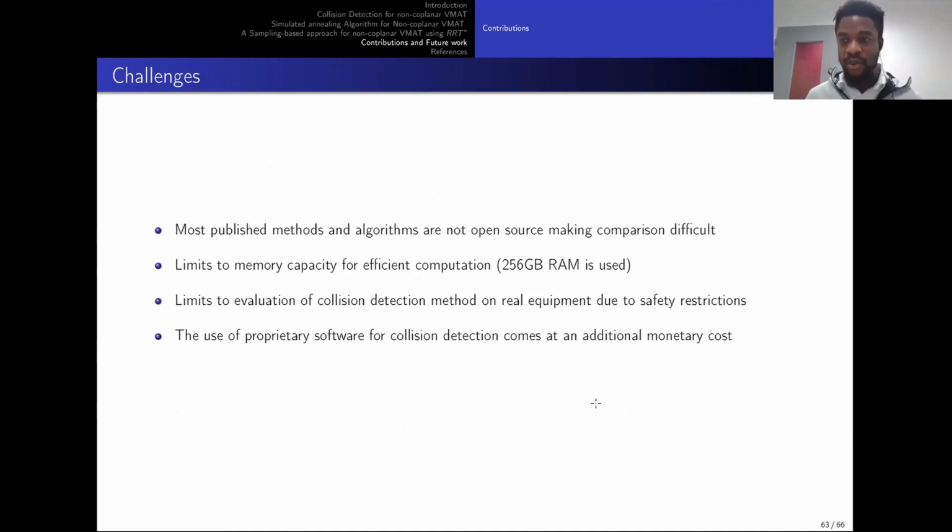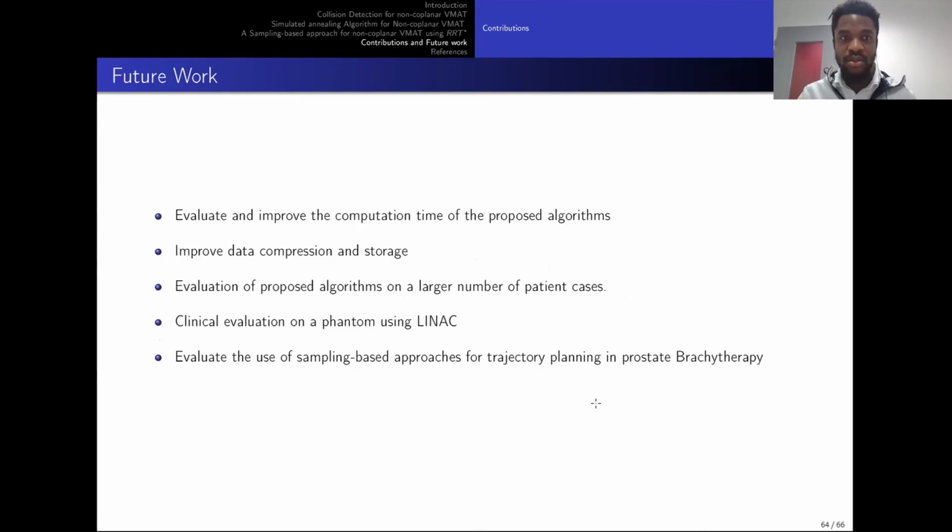Now I'll talk briefly about the challenges that we encountered during this thesis. The published methods are not open source. We have limitations in memory capacity, and we could not really evaluate the collision detection method for all orientations because of safety restrictions. And when we use proprietary software, we can have additional monetary costs.